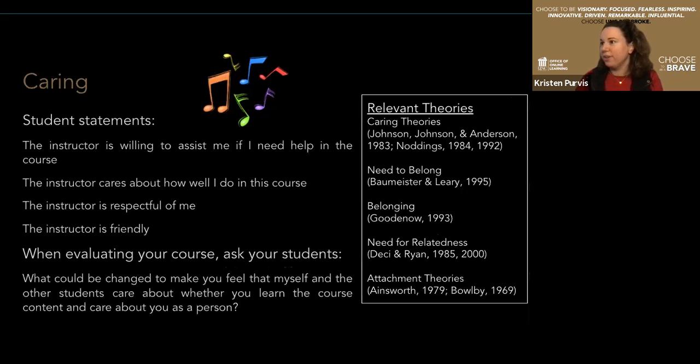And then the final one is caring. So this means that they feel that the instructor is willing to help them, that the instructor cares about how they do in the course, that the instructor is respectful and friendly. And this can be particularly challenging in online courses because there's no face-to-face interaction. One way to facilitate it, though, is to prominently display your contact information on the course homepage.